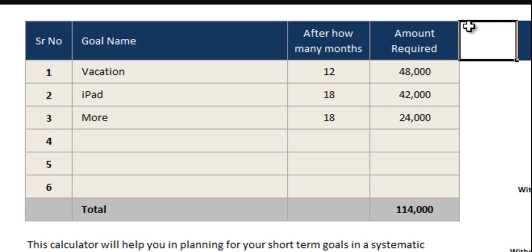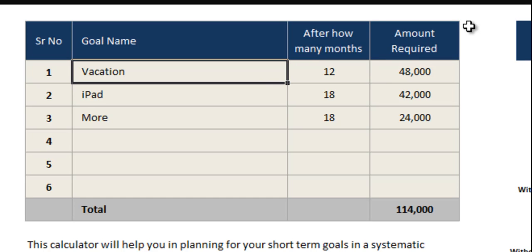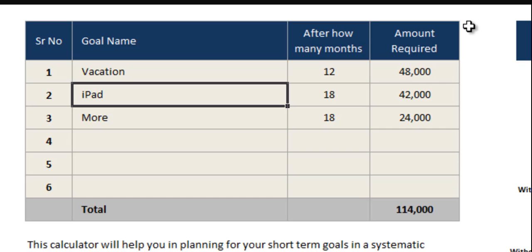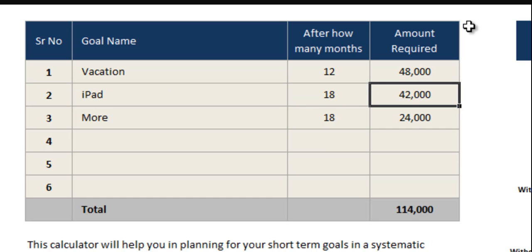So if, let's say, you wanted to go on a vacation with your family after, say, 1 year, and you feel that you require 48,000 rupees for that goal, just put it down here. So the goal name is vacation. After how many months? That will be 12. What is the required amount? That is 48,000. Let's say you want to buy an iPad and it will cost 42,000 rupees, but it's going to happen after 1.5 years, that is 18 months.